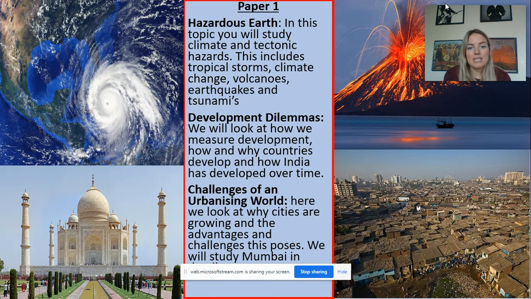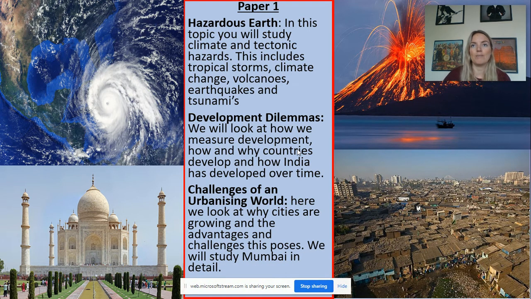We then look at development dilemmas, and this is focused around India, and we look at how India is developed, why it's developed in this way, and we will look at changes that have happened over time. The final topic on this paper is challenges of an urbanising world. And here we look at why cities are growing around the world, and we look at the challenges and the advantages of this. So again, case study is incredibly important here, and we look at Mumbai, and you can see we've got a picture of Dharavi, which is the largest slum in Asia. So we look at life in this slum and the benefits of living there, and obviously the challenge as well.